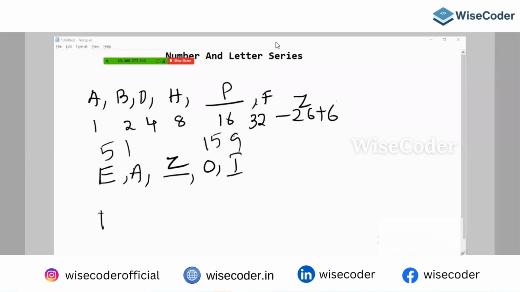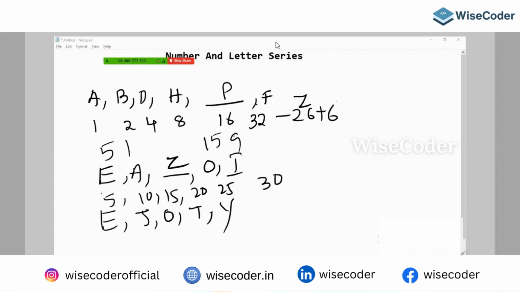So if this is a series E, J, O, T, Y, write the place positions 5, 10, 15, 20, 25. So next must be 30. What is the 30th letter is important. See, I know 26 is Z. If I add how much, I'll get 34? So what is the 4th letter? D. So the answer for this question is D.